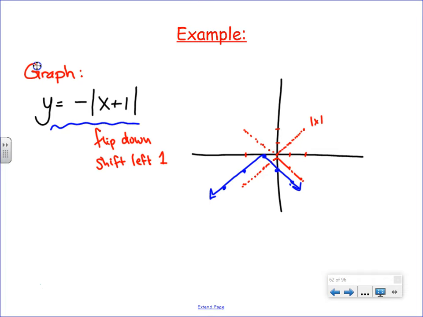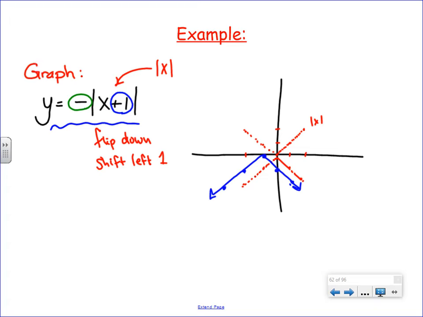Jesse? How do you get the parent function again? You have to look and ask yourself the question, what changes occurred? And I see the +1 on the inside, which is a shift. I see a times a negative on the outside. Take those away, and what's left? He's the parent function. Does that make sense?